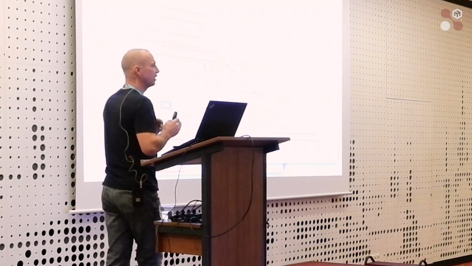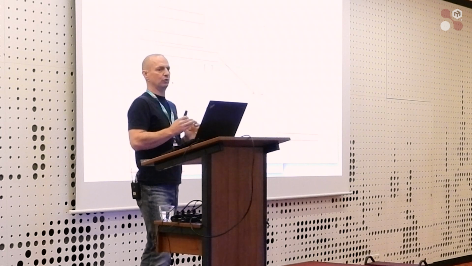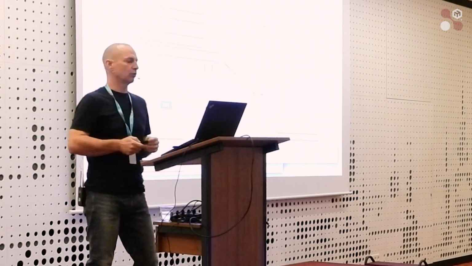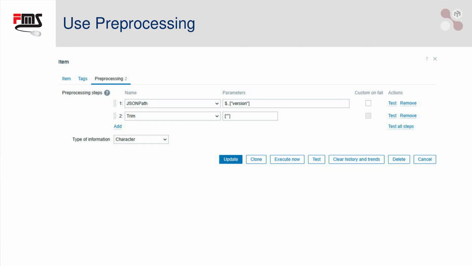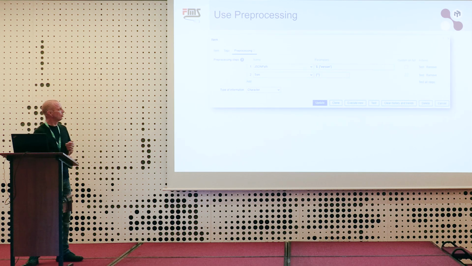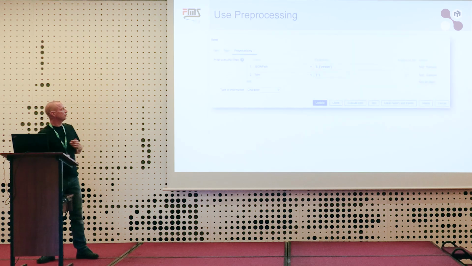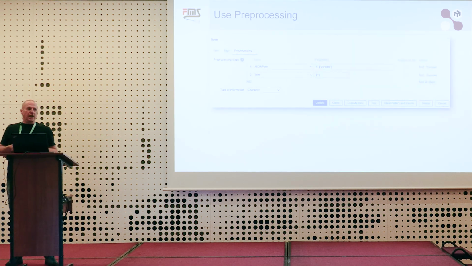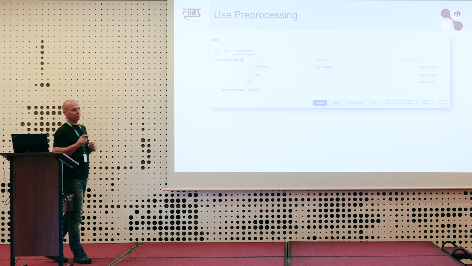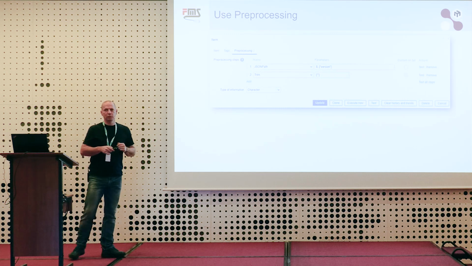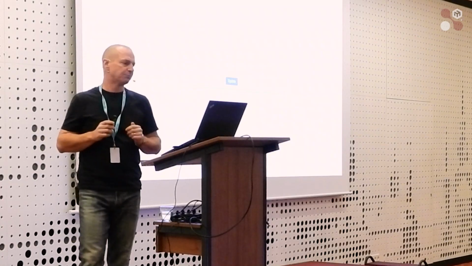So there's one more thing to do for the REST API item to give you what you're looking for. You have to use the Zabbix pre-processing. It's a two-step pre-processing that we need here. The first step is we name the exact JSON path that we're looking for. As you've seen on the last slide on the right-hand side, this is version. So this is our JSON path. And if you do that, we will end up with unnecessary characters, square brackets and parentheses, and the second step, the trim, will get rid of these characters.